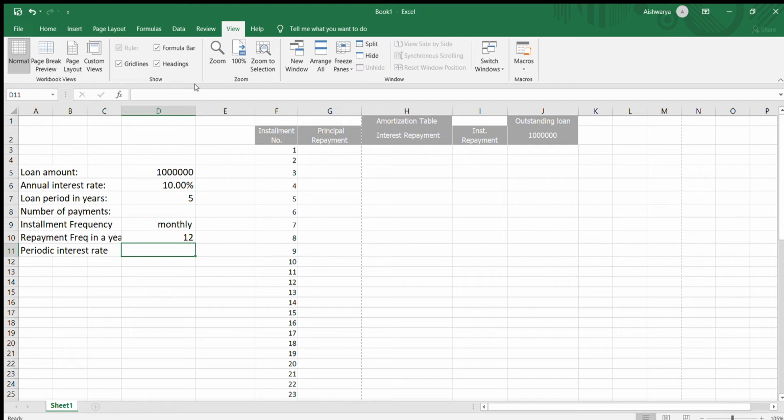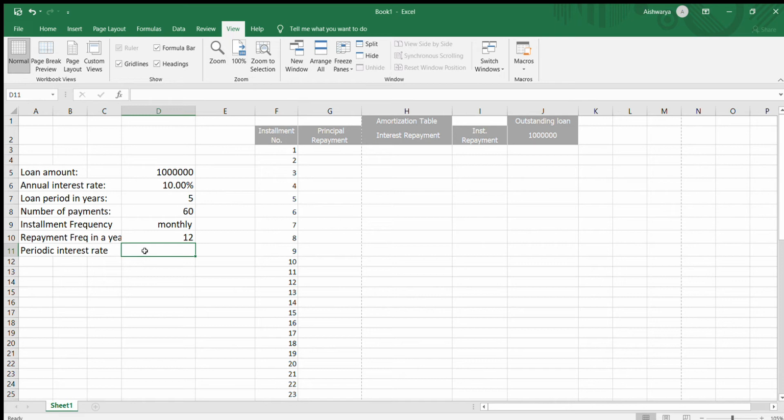Today we are going to find out the installment amount with the help of the amortization table. So here's the detail. Loan amount, principal amount is 10 lakh rupees, annual rate 10%, loan period 5 years, number of payments. We can find out the number of payments by multiplying loan period into repayment frequency. So the number of payments is 60.